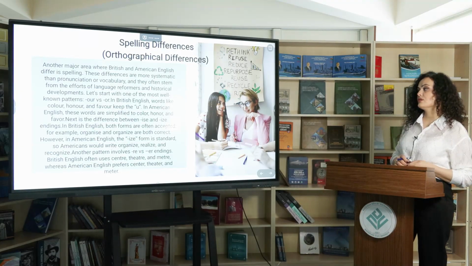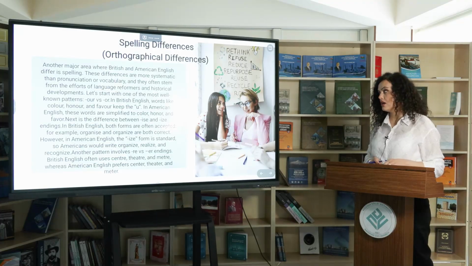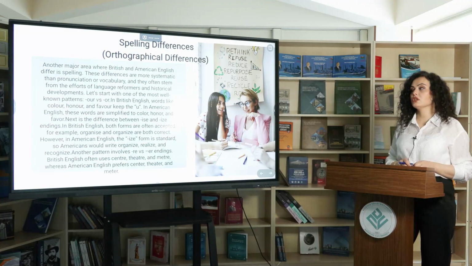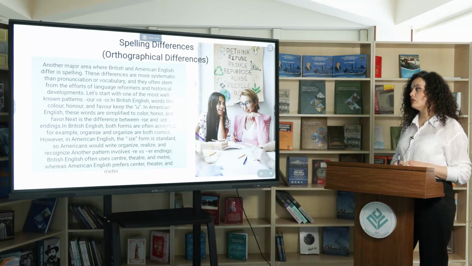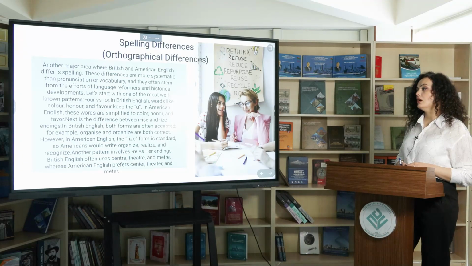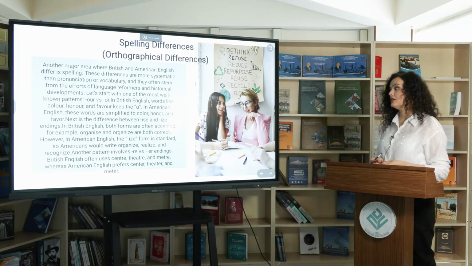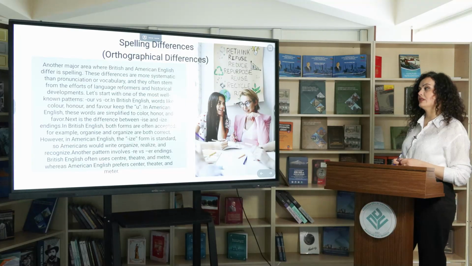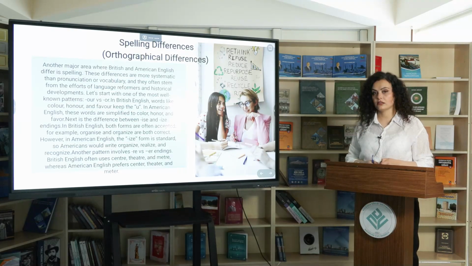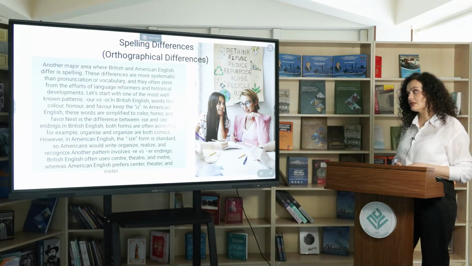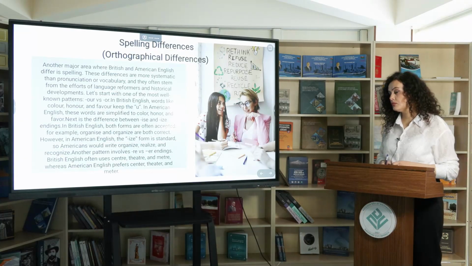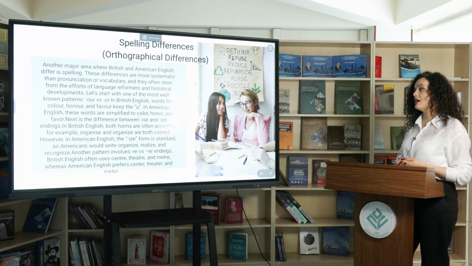The next difference is between the ise and ize endings. In British English, both forms are often accepted. For example, organise and organize are both correct. However, in American English, the ize form is standard. So Americans would write organize, realize, and recognize.